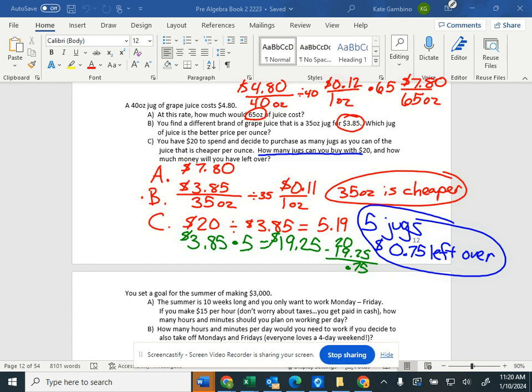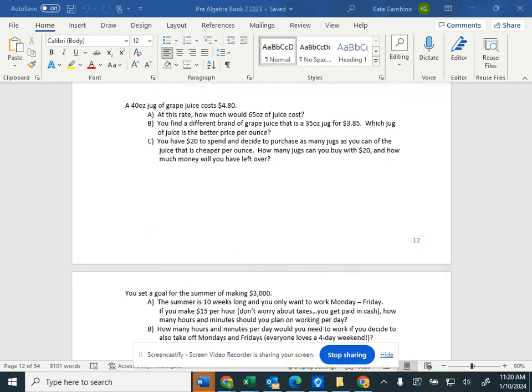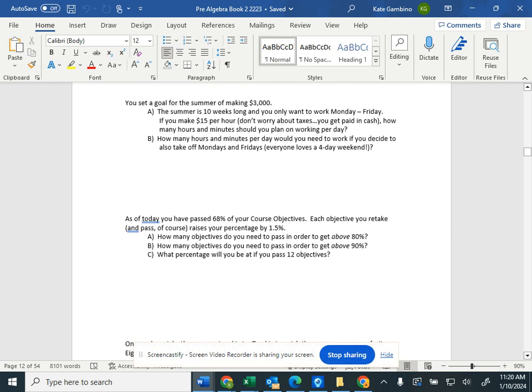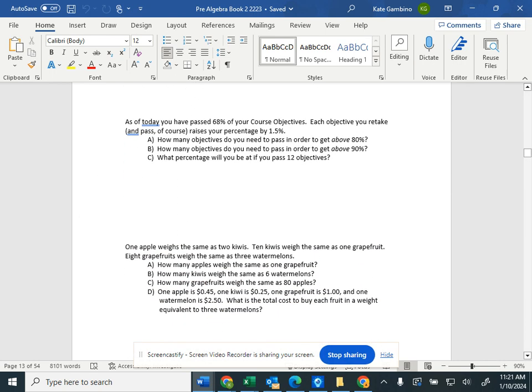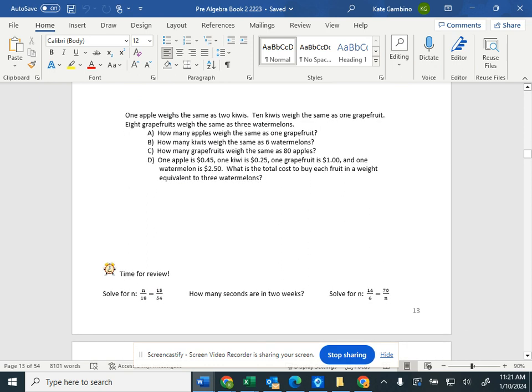So we have, on the next page, our work page. We have 3 different sets of problems. You set a goal for the summer, making $3,000, answer A and B. As of today, you passed 68% of your course objectives. Oh my, we need to get that up there. Answer A, B, and C. And 1 apple weighs the same as 2 kiwis. Answer A, B, C, and D. And then we have a review on the bottom.